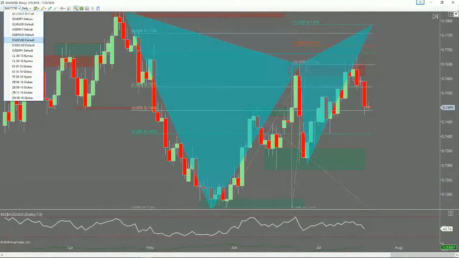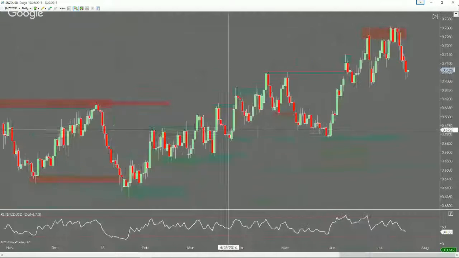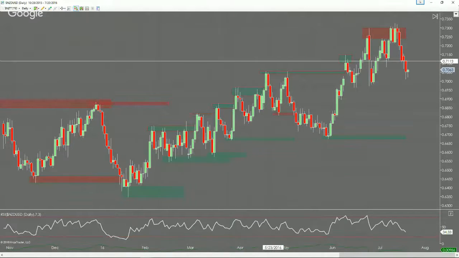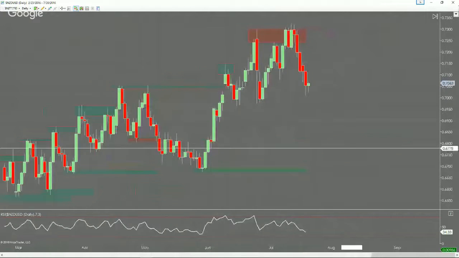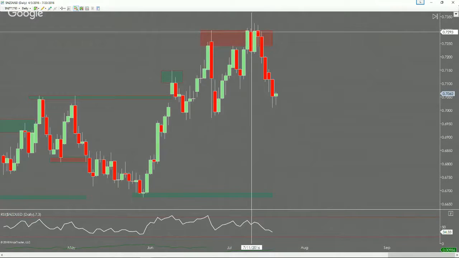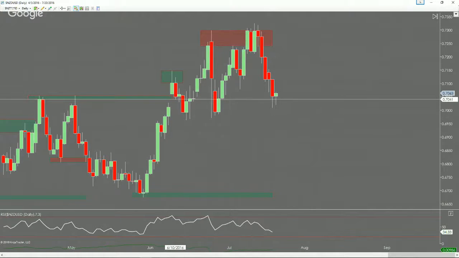But let's go to the New Zealand. New Zealand, you might notice that we are making higher highs. So we are on a bullish move. We did find some resistance right here on this level. And price might find some support in this level right here also.